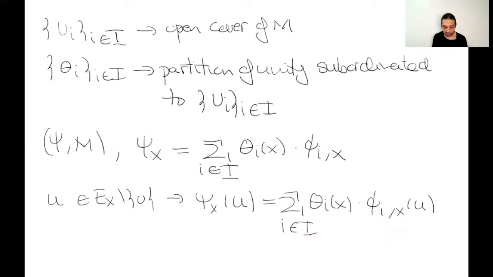But it's better than that. There is one i, at least, such that theta i of x is positive. If we fix x, theta i of x is positive. In this case, x belongs to the support of theta i. That means that x belongs to ui. That means that this expression is positive, and we have here the product of two positive numbers. So it's the sum of non-negative numbers such that at least one of them is positive, so the sum is positive.